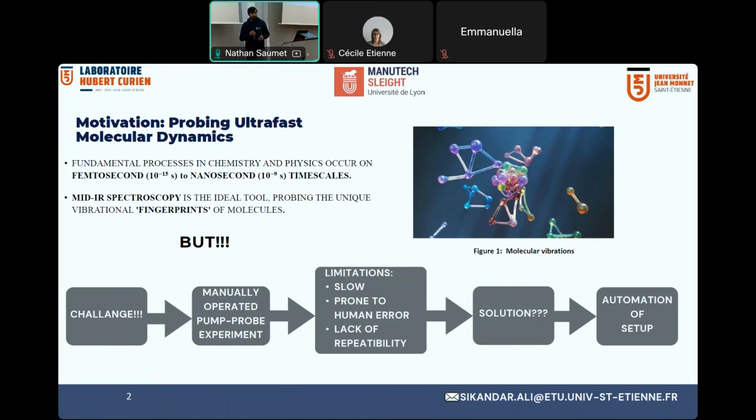So what is the solution? The solution was the automation of the setup for the experiment, and that was the motivation behind our work.